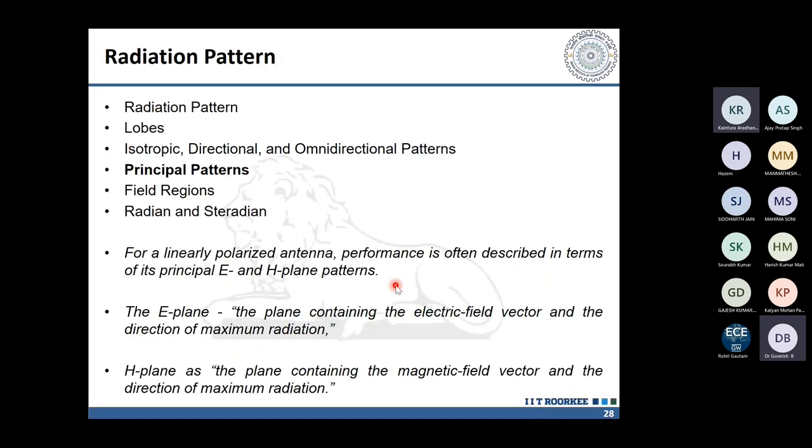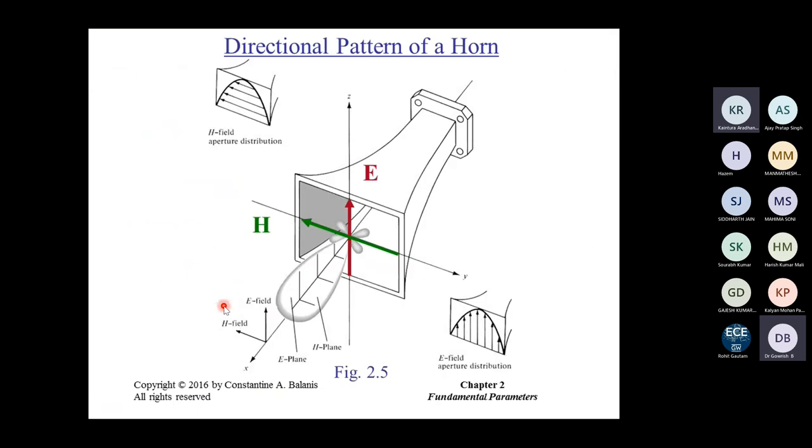So what the principal pattern says is that if you know the E plane and the H plane pattern, you can get information of the 3D plot. It's a very powerful way of analyzing the antenna. For a linearly polarized antenna, the E plane is that plane which consists of the electric field vector and the direction of maximum radiation. So for the antenna oriented in this direction here, what is the E plane? The E plane is the plane Z and X. X is the direction of maximum radiation. The electric field is oriented along the Z axis. So the ZX plane is the E plane.